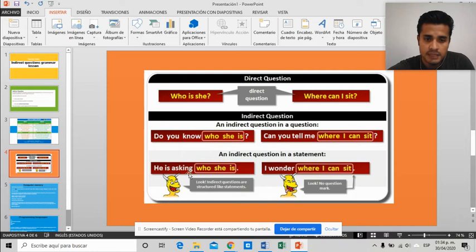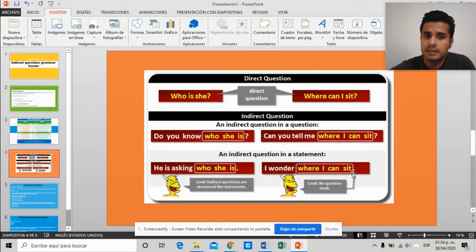Good. He is asking who she is. On this one, remember, since this is a statement, you don't need a question mark. Okay? Statement. I'm a teacher. I'm not asking you. I'm telling you. Basically, that's a statement. And I wonder where I can sit.